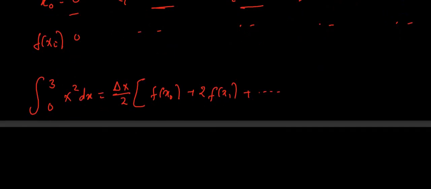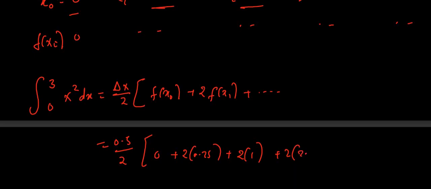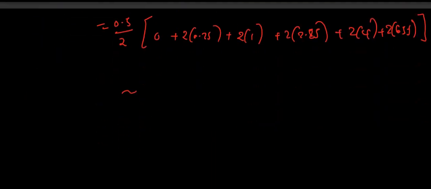If we do that, the delta x was 0.5 over 2. The numbers that we got here were supposed to be a 0, then plus 2 times 0.25, plus 2 times 1, plus 2 times 2.25, plus 2 times 4, plus 2 times 6.25. The last one is just 9. If you sum them up and divide by this, the approximation that I'm getting in my calculation should be 9.125.